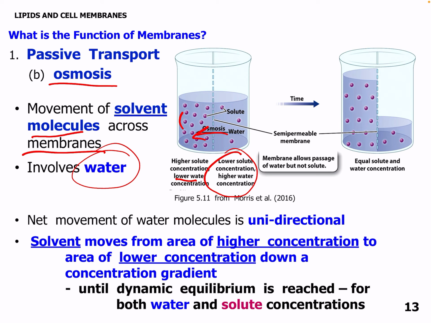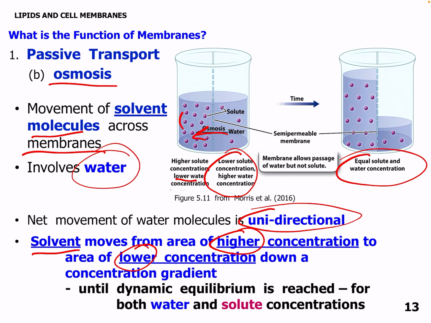Again, membrane allows passage. So here, equal solute and water concentration. So the goal is to have that balance of concentration and solute. So here, the net movement of water molecules is unidirectional once again. The solvent moves from an area of higher concentration to an area of lower concentration down a concentration gradient. This occurs until dynamic equilibrium is reached, for both water and the solute concentrations. So we can see here that the space is also important. They space themselves out as well. So that occurs with the solute.